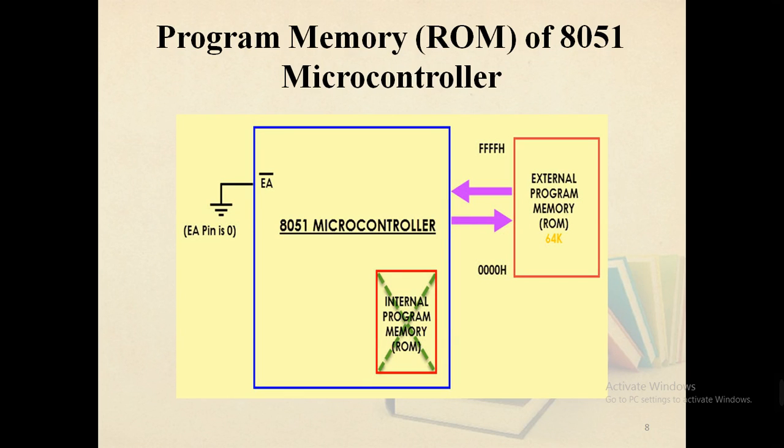There is another way to fetch instructions, that is, ignore the internal ROM and fetch all instructions only from external program memory. For this scenario, the EA pin must be connected to ground. In this case, the memory address of the external ROM will be from 0000H to FFFFH.